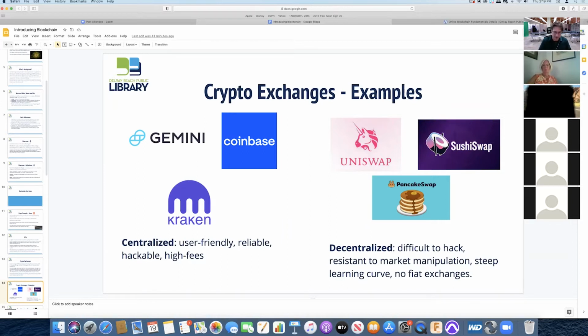So fiat is the currencies issued by governments, so U.S. dollar or the euro, those are fiat currencies. And since the decentralized exchanges don't generally support those transactions, if you don't have any cryptocurrency to begin with, you can't really get started. So that's one thing you could do: start off in the centralized exchange and then move your cryptocurrency into the decentralized exchange, and then you can get the advantages of a decentralized network that's a lot more difficult to hack. It's more resistant to market manipulation.